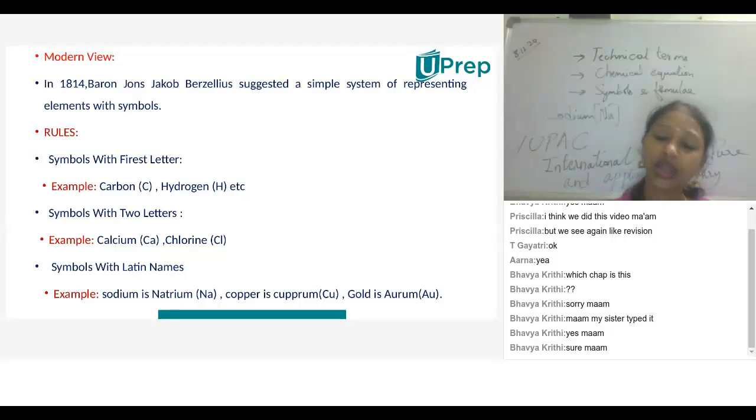From the Latin names, they considered two letters or three letters, and those two or three letters also come from the name of the element.